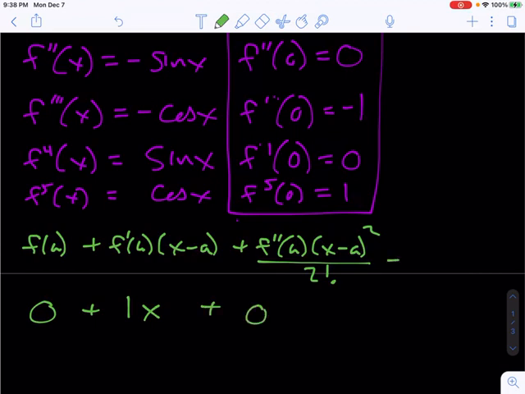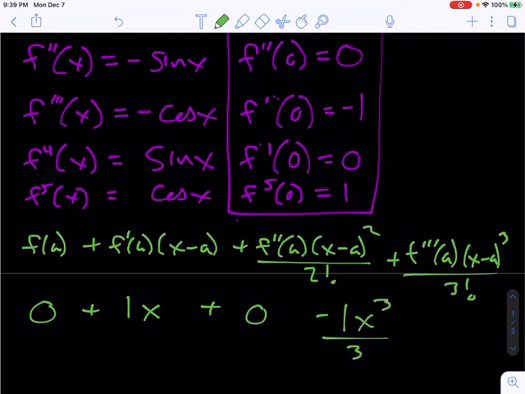So we're probably going to want to go to the third derivative here, f triple prime of a times x minus a cubed over 3 factorial. Well, the third derivative is negative 1 times x minus a, which is just x. I'll just write that as x, because a again is 0, cubed over 3 factorial. Now the next term is going to be a 0. And so we want to find a pattern here.